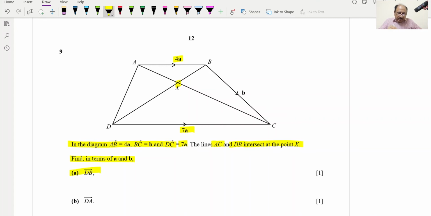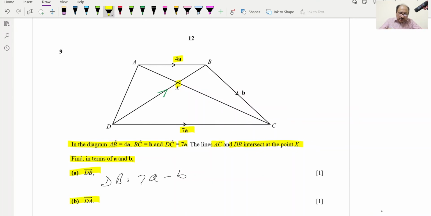So we will be indicating DB, and DB is this direction, so we can take basically this route, this one, and this one, so it will be 7a, DB will be equal to 7a minus b, and this is done. Now we can solve the B part.